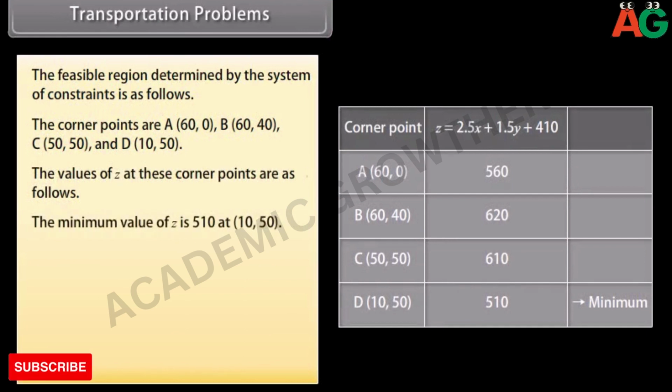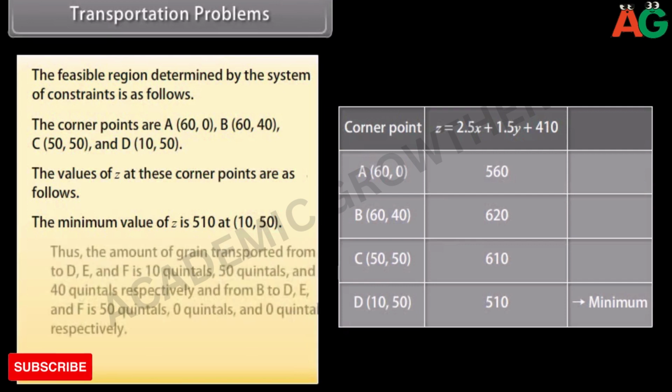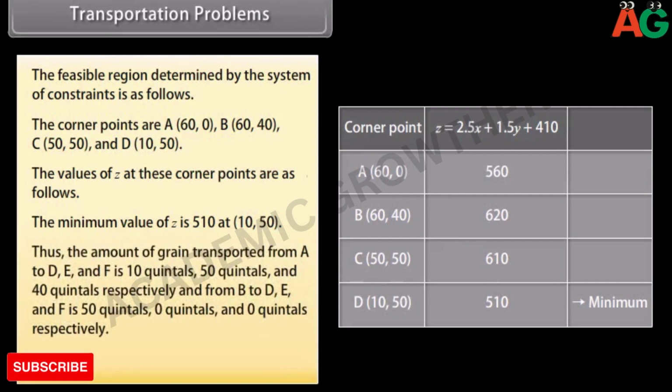The minimum value of Z is 510 at (10, 50). Thus, the amount of grain transported from A to D, E and F is 10 quintals, 50 quintals and 40 quintals respectively, and from B to D, E and F is 50 quintals, 0 quintals and 0 quintals respectively. The minimum cost is rupees 510.